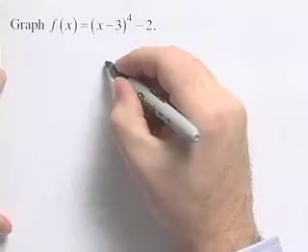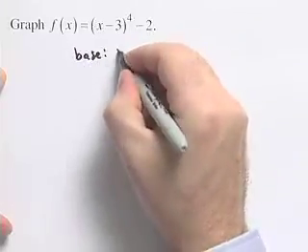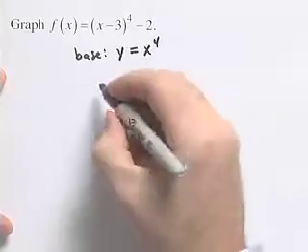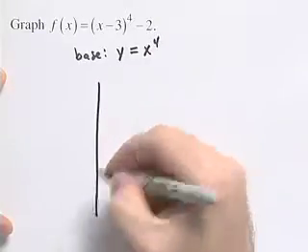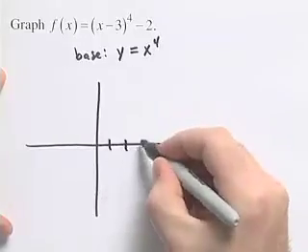What we're going to do first is identify that our base function is y equals x to the 4th. And we're going to graph that first. So we'll sketch a little graph, and we'll just plot a couple of points.